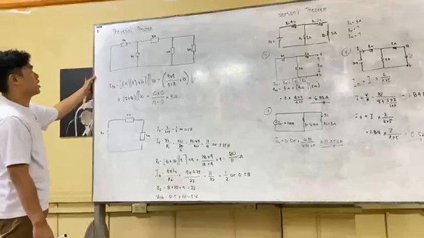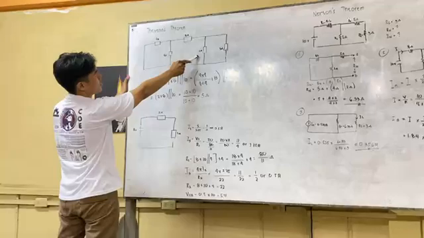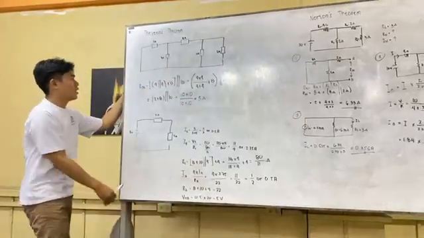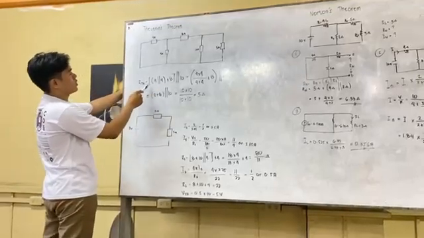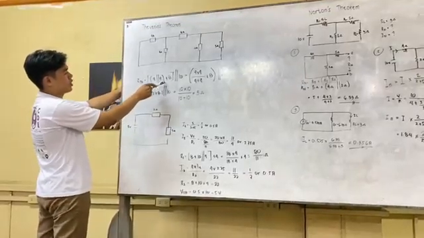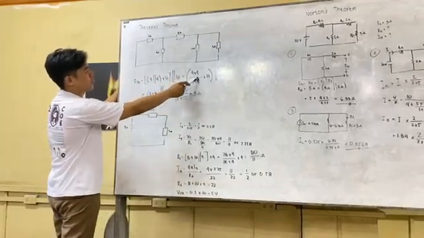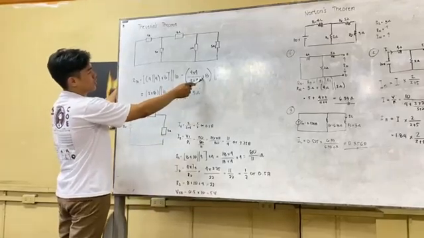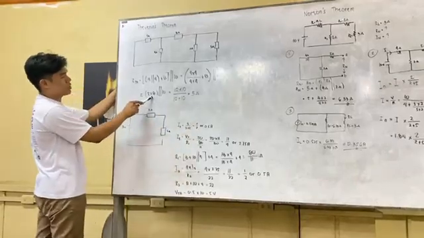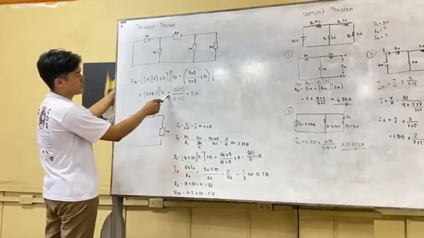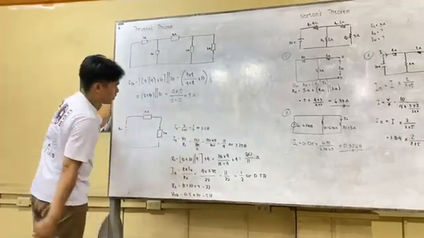Now, let's solve using Thevenin's theorem. We have the diagram here: 4 ohms, 6 ohms, 10 ohms, and 5 ohms. To solve for RTH, we're going to use this formula. So 4 parallel 4 multiplied by 8 parallel 10 is equal to 4 times 4 over 4 plus 4 plus 8 parallel to 10. Let's simplify it. So we have 2 plus 8 parallel to 10, which is equal to 10 times 10 over 10 plus 10, and we have the answer of 5 ohms.